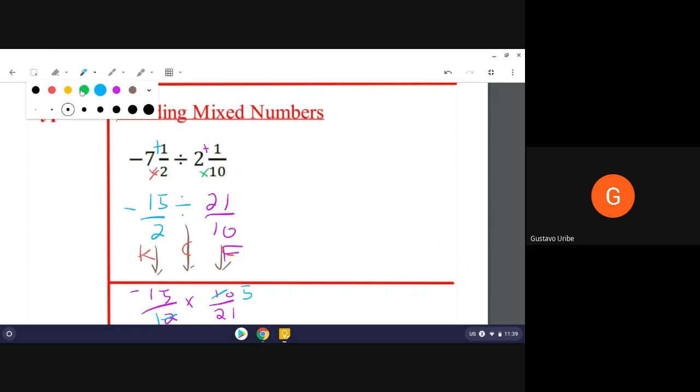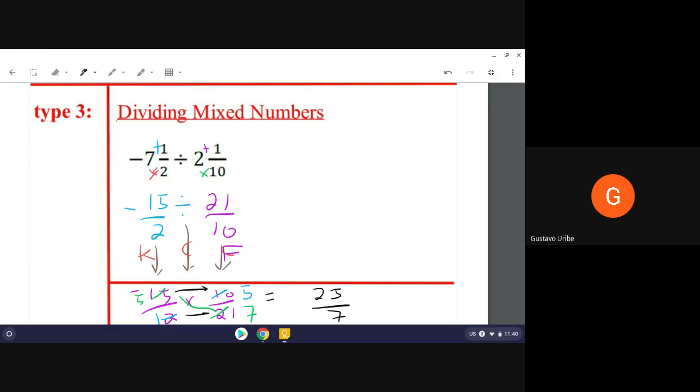And now I'm going to look diagonally in this direction. And the GCF of these two is 3. So 21 divided by 3 will give me 7. 15 divided by 3 will give me 5. Now that I have simplified this, I'm going to go ahead and multiply straight across. So remember, 5 multiplied by 5 would give me 25 over 1 multiplied by 7 would give me 7.